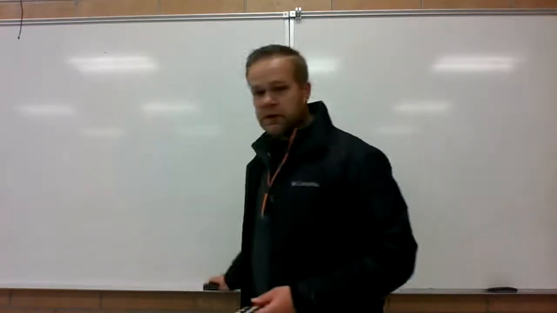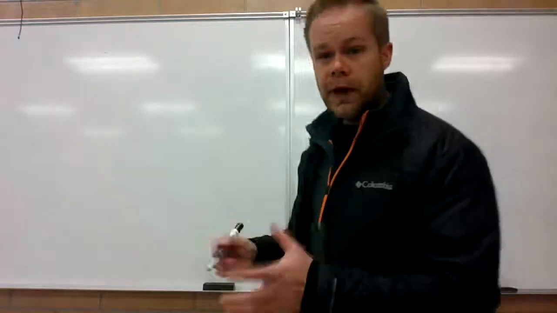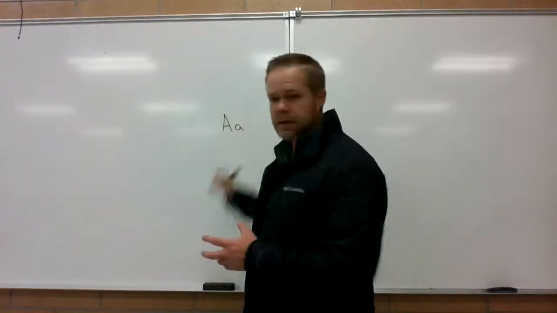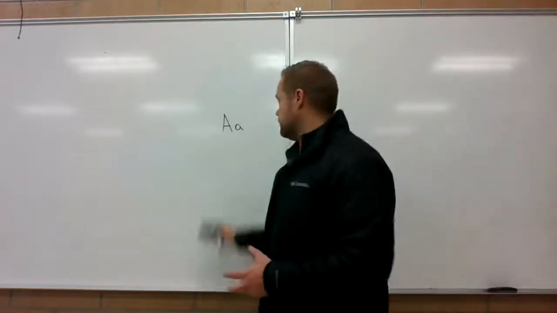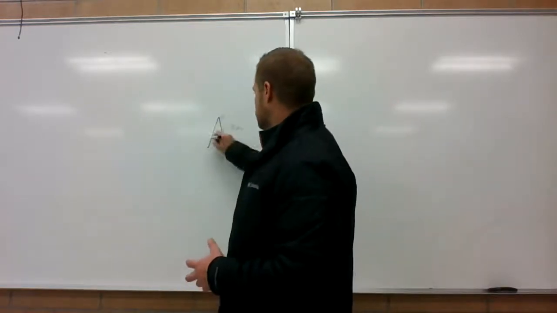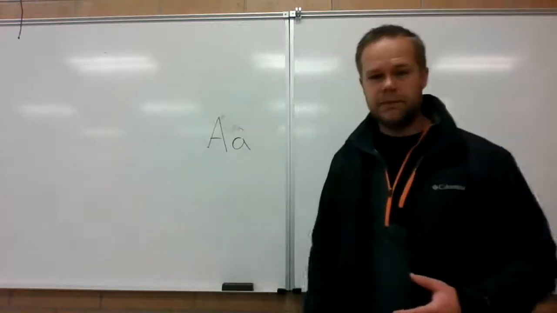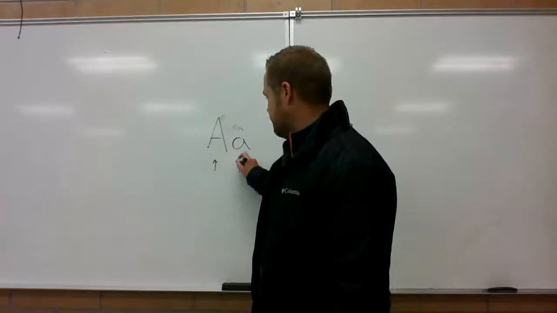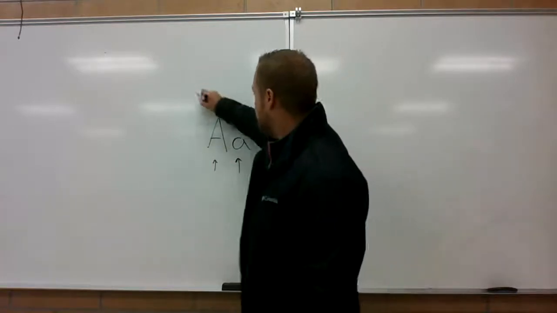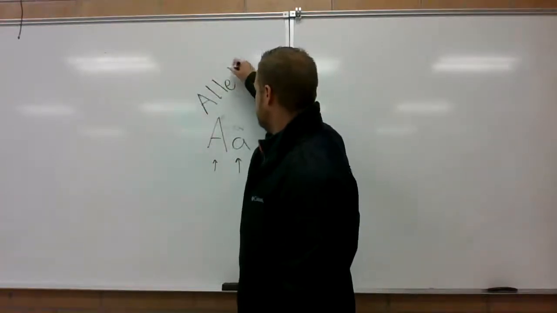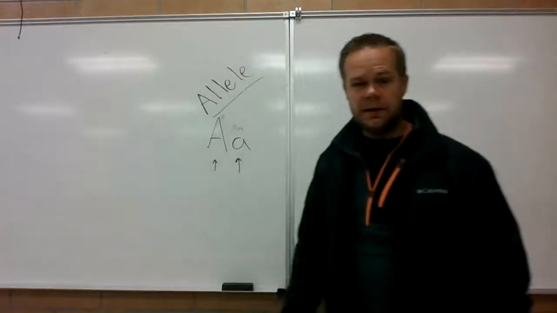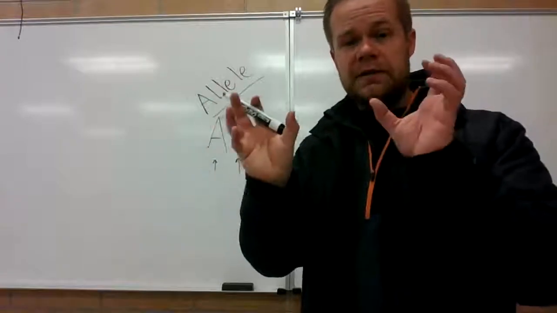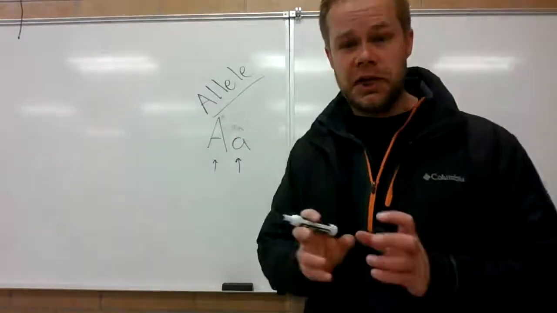One thing you should have written down in your notes is that you can write a gene using a two-letter combination, something like this. Each of those letters represents a part of a gene called an allele. That's a part of a gene. It's one of the two pieces that can be passed on to the child.